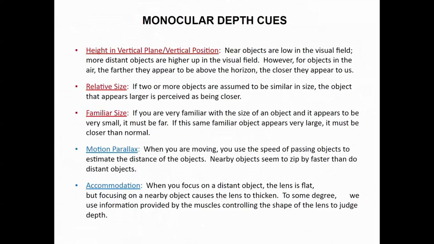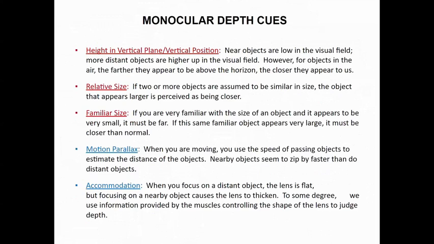Relative size. If two or more objects are assumed to be similar in size, then the object that is larger appears to be closer. Familiar size. If you're very familiar with the size of an object and it appears to be very small, it must be far away, and vice versa. Motion parallax, when you're moving, you use the speed of passing objects to estimate the distance. So the objects that are closer to you, say a guardrail on the freeway, go by really fast. If you look way out in the distance at a far tree in a field, it doesn't go so fast.